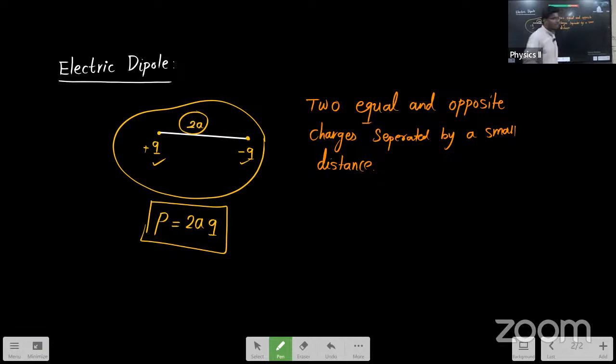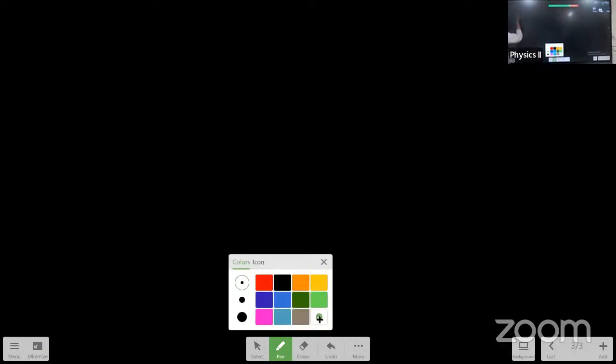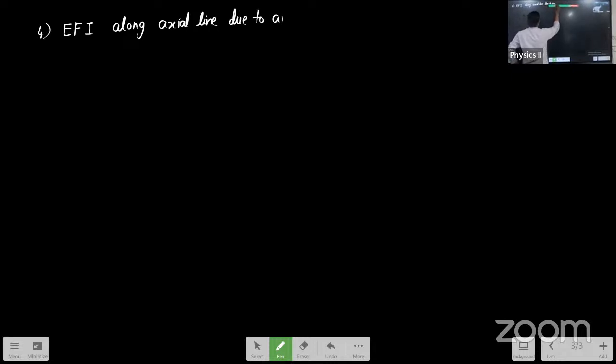If you are done with this, let us continue to our next important SAQ from electric field and charges. I think this is the fourth question, the fourth concept we are going to discuss in electric field and charges. What is that? Electric field intensity along the axial line due to an electric dipole.